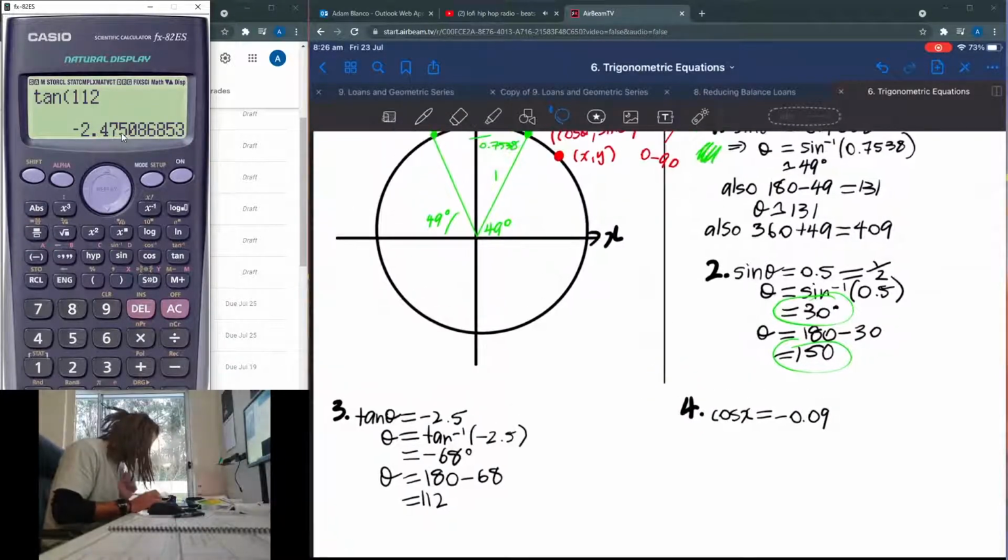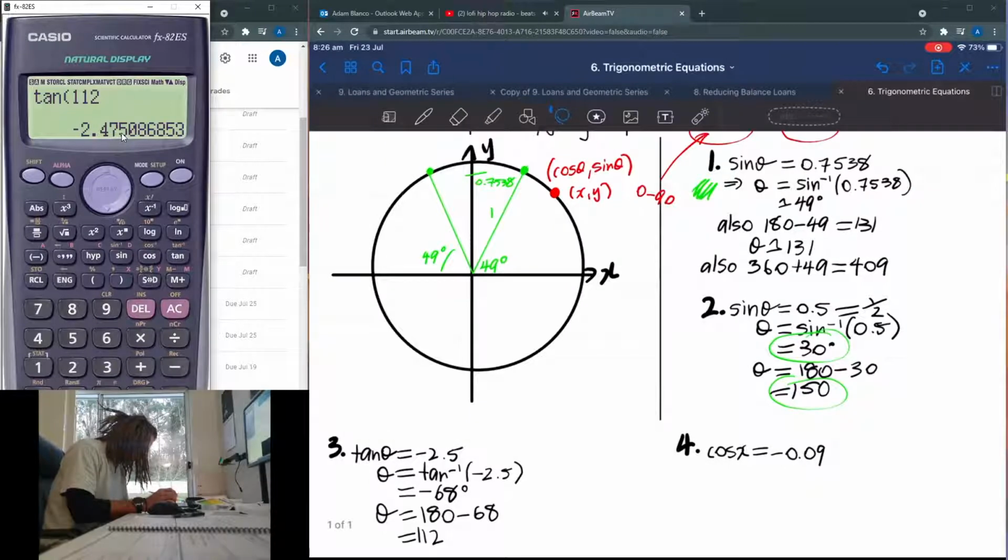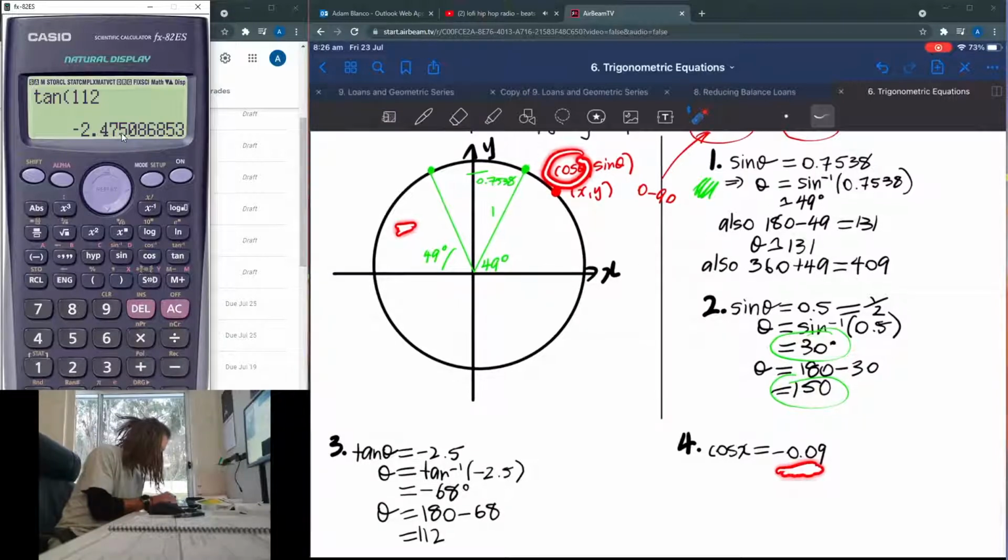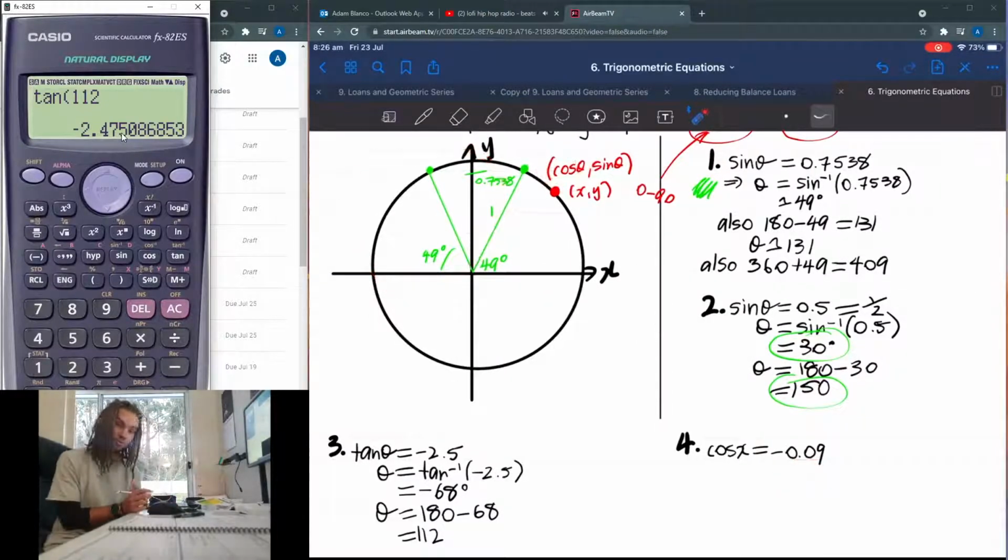Okay, cos x. Now, I really should have drawn a picture. I'm really disappointed that I didn't just sit there and draw a picture. Oh well. Alright, cos, where is that negative? Well, cos is our x value. Our x values are negative here. This negative is going to tell me that my solution is going to be in here, which means it's going to be obtuse. Now I'm looking for an angle between 90 and 180 degrees.